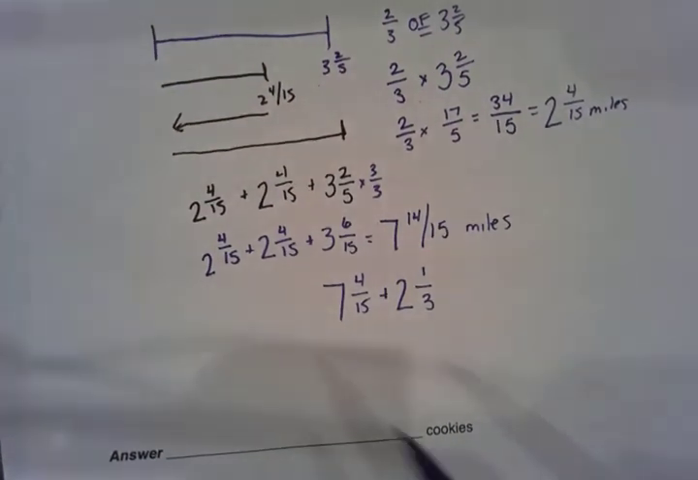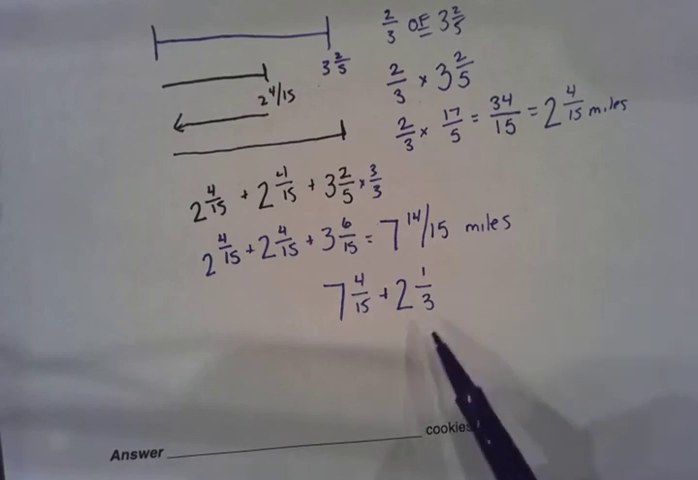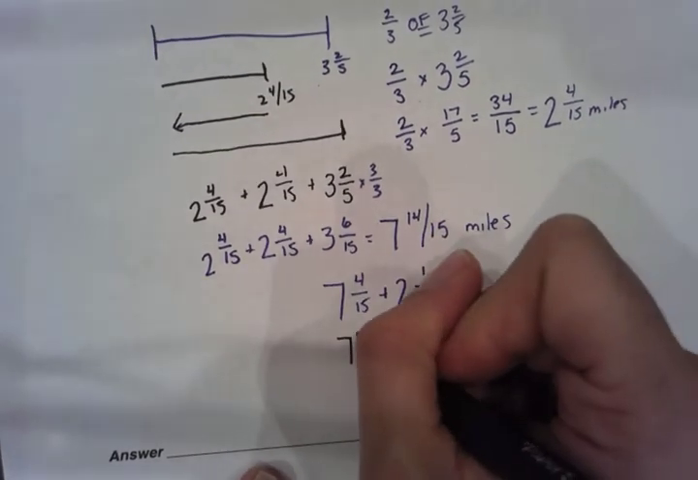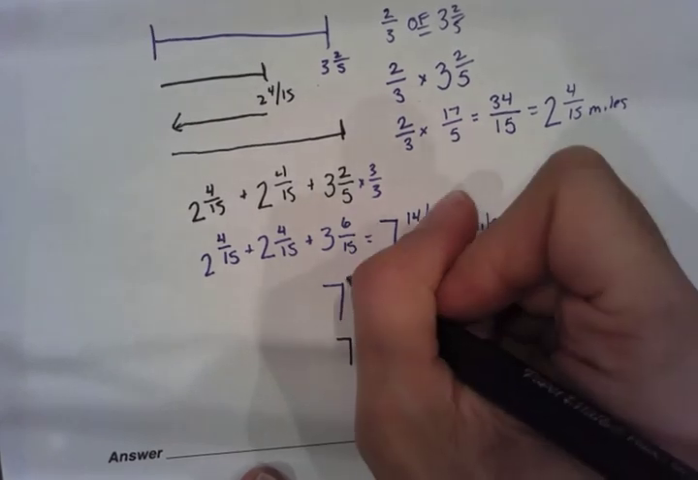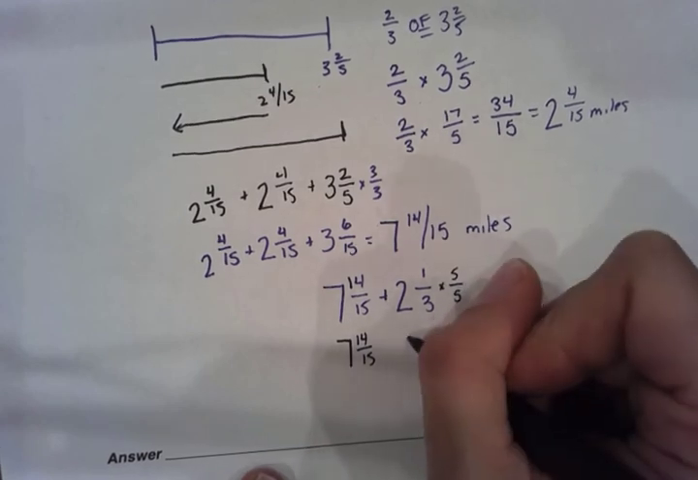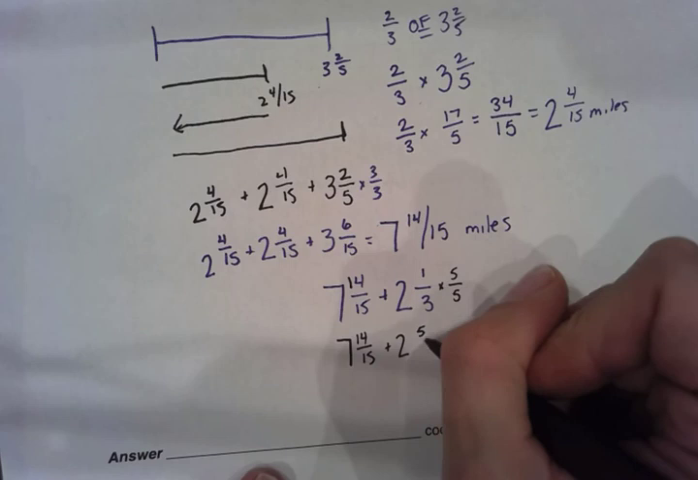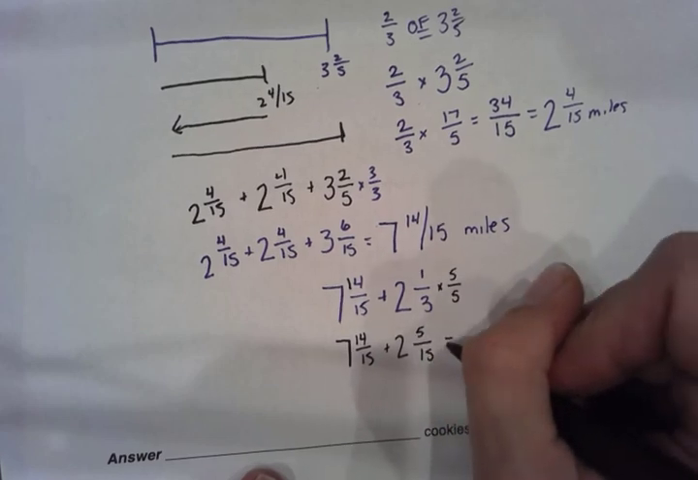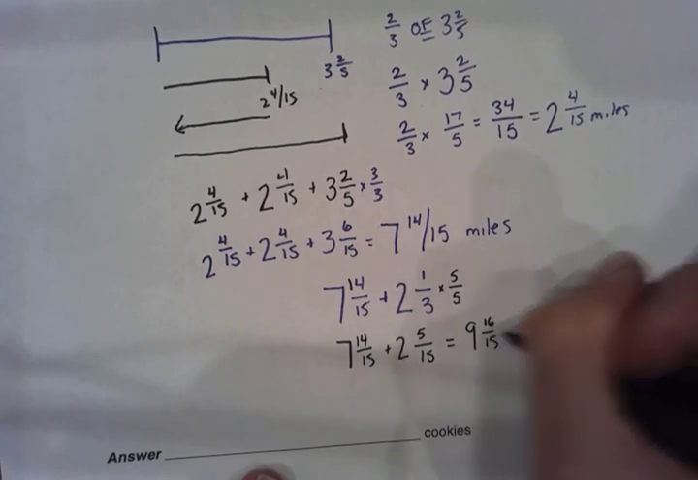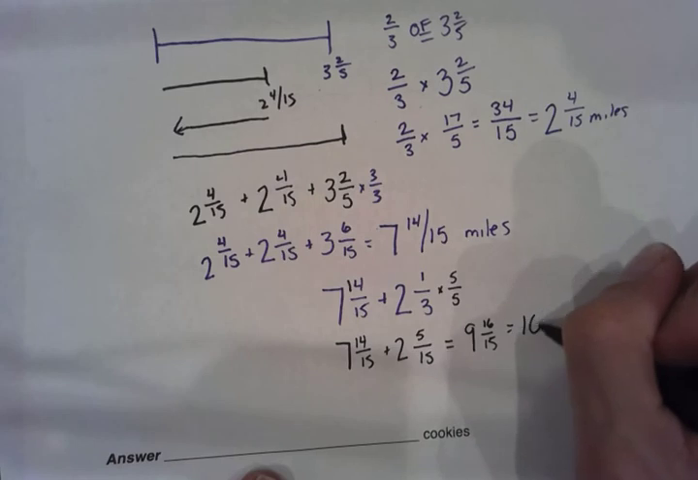So once again, I see 15ths, I see thirds, I do not see common denominators. Well, I know if I just multiply 3 by 5/5, I'm going to get 15ths as well. So let's go ahead and do that. So this is going to remain the same. And now this one we're going to times by 5/5. And that's going to get us 5/15. Now if we add those all up, we're going to get 9 and 16/15. Or 10 and 1/15.